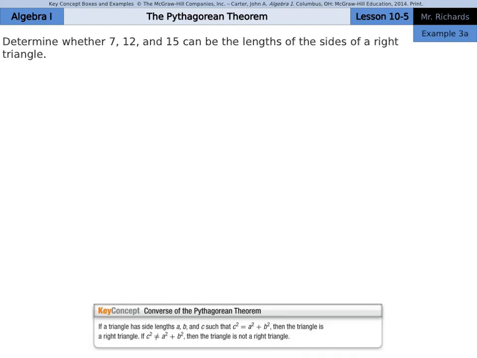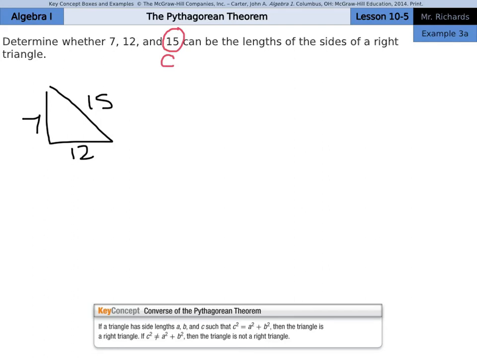And so to finish this lesson, we have 2 examples of determining whether or not 3 lengths can be the lengths of the sides of a right triangle. In our first one, we have determined whether 7, 12, and 15 can be the lengths of the sides of a right triangle. Well, let's just draw a triangle. 7, 12, and 15, and it is important to recognize where our longest side is. The longest side is here at 15. That has to be the C.